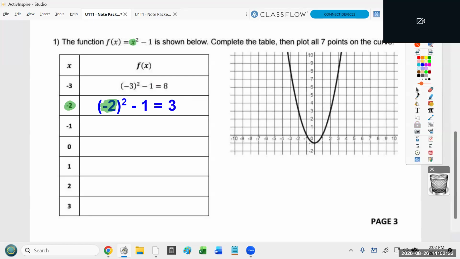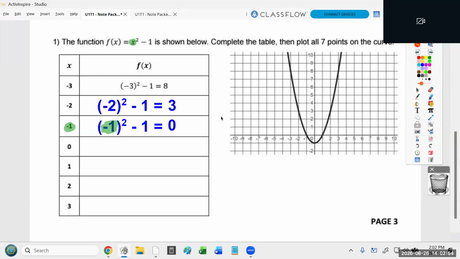Okay? Now, I'm going to demonstrate that again with -1. You want to plug in -1. This is what it would look like. You take -1, you square it, you subtract 1 from whatever that is. Okay, -1 squared, that's -1 times -1, which is +1, and 1 minus 1 is 0.